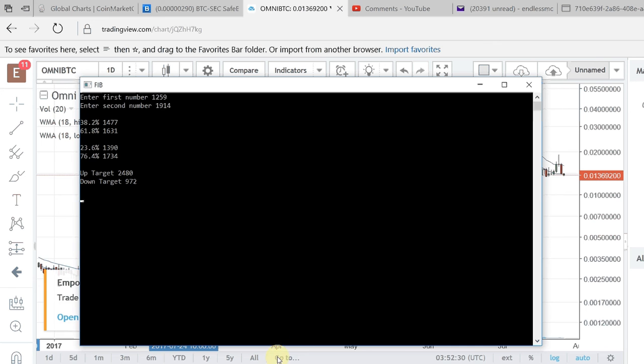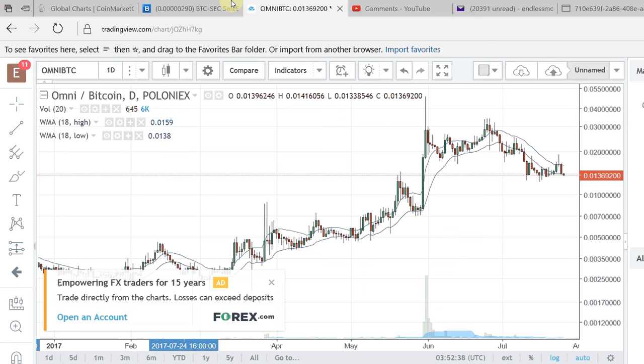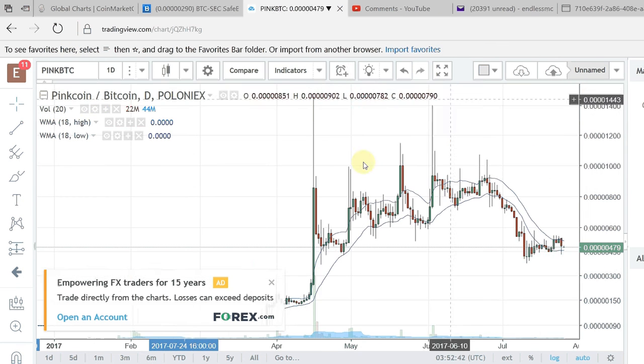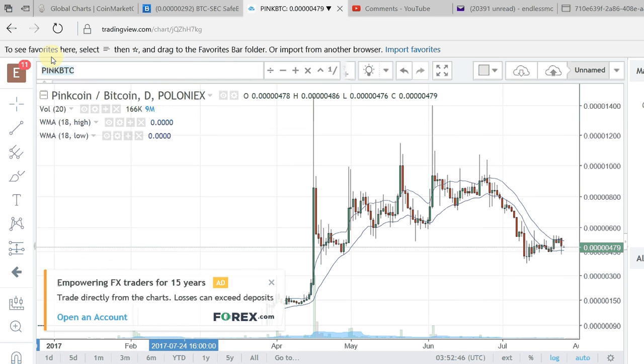So we basically got 972. And let's take a look. How about Pinkcoin? How's that baby? It's so neutral. It's just not even worth talking about.